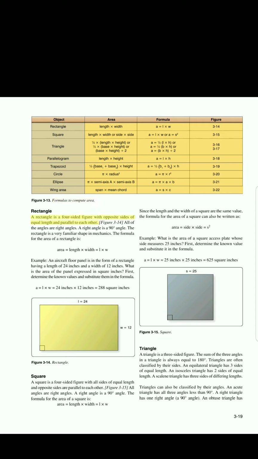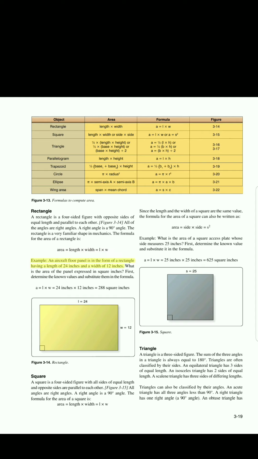Rectangle. A rectangle is a four-sided figure with opposite sides of equal length and parallel to each other. Figure 3-14. All of the angles are right angles. A right angle is a 90 degree angle. The rectangle is a very familiar shape in mechanics. The formula for the area of a rectangle is area equals length times width, equals L times W.